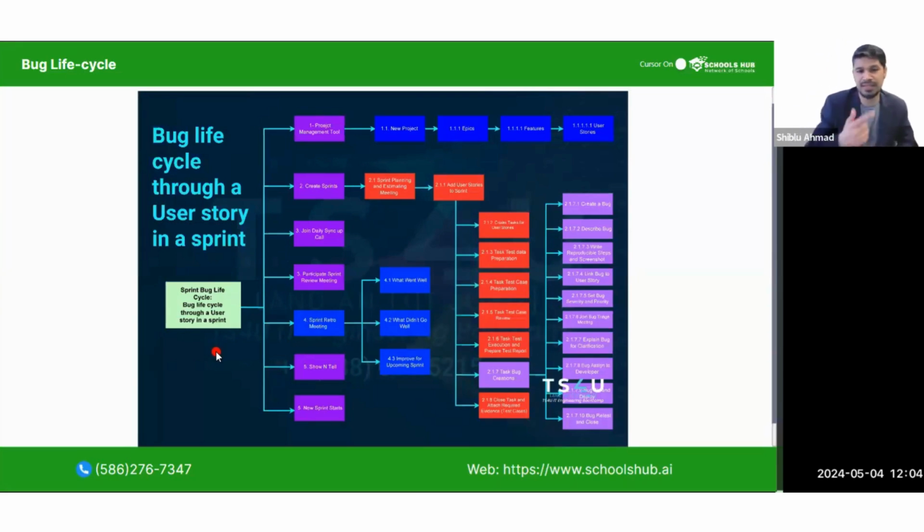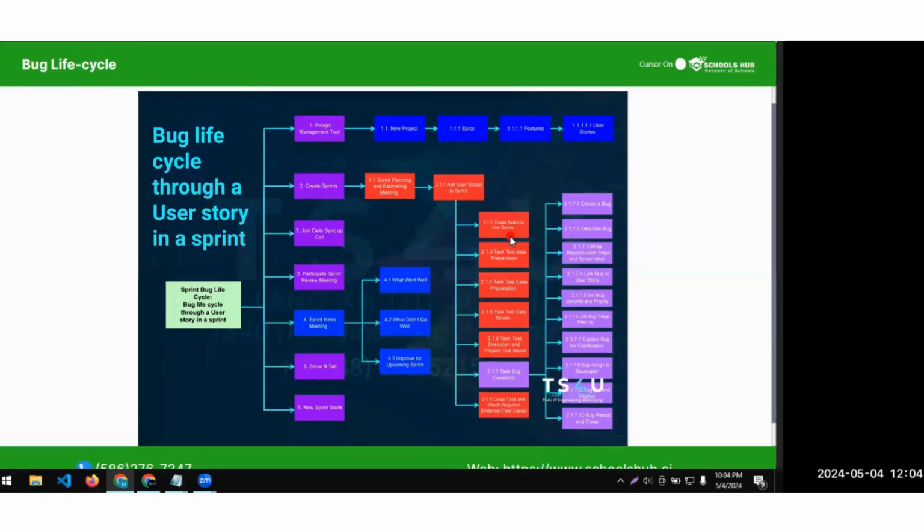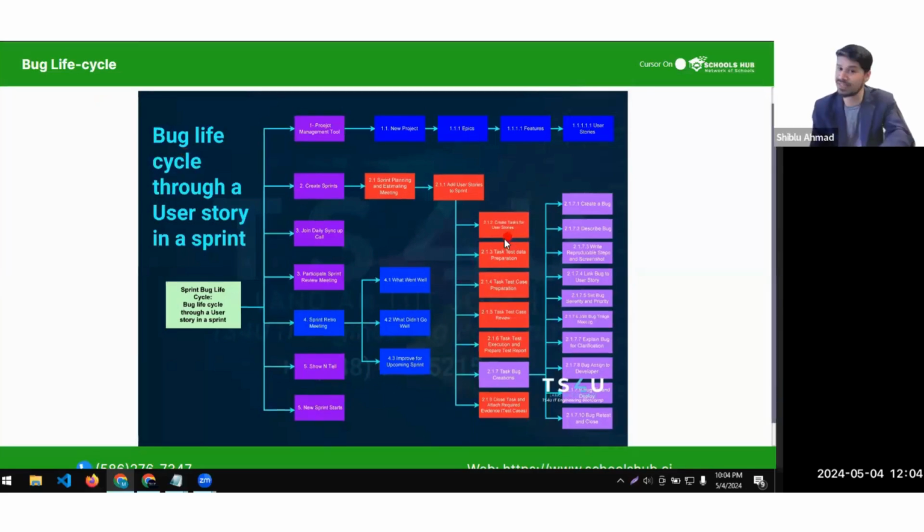Okay, so look at this. There is a very good relationship in the previous slide. Project management tool, new project, epic, features, and then user story. Then create sprint planning, add user story. Look at all the user stories. There is a difference. Look at this. Create task. What is this? Okay, so create tasks for user stories. So in the user story, again, this is exactly for the QA. That's the reason. Developers have their own tasks.